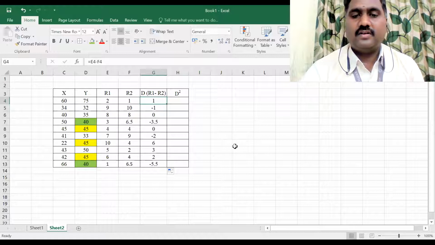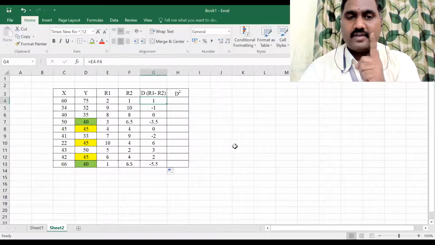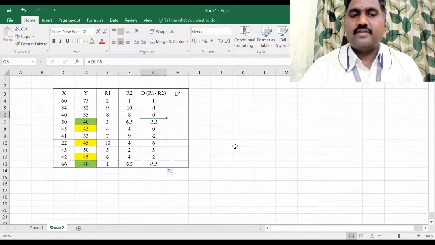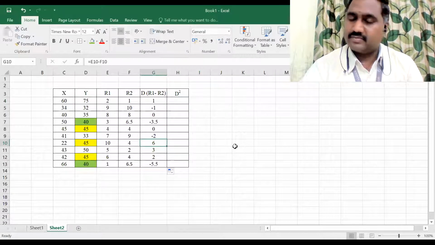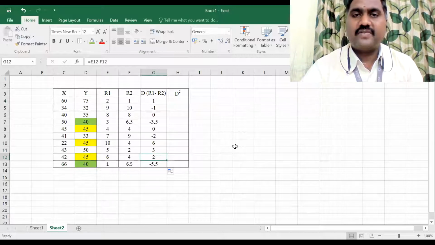See, R1 and D: the D value is 2 minus 1, 1. Next, 9 minus 10, minus 1. 8 minus 8, 0. 3 minus 6.5, minus 3.5. 4 minus 4, 0. 7 minus 9, minus 2. 10 minus 4, sorry, plus 6. 5 minus 2, 3. 6 minus 4, 2. 1 minus 6.5, minus 5.5. We got the values, right?